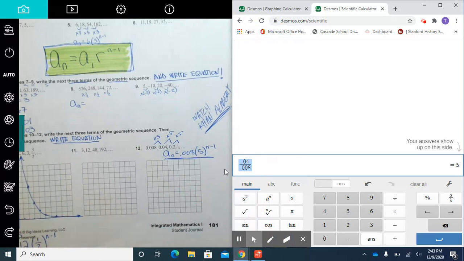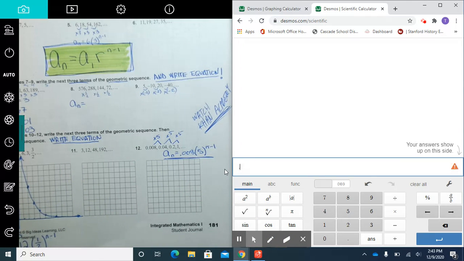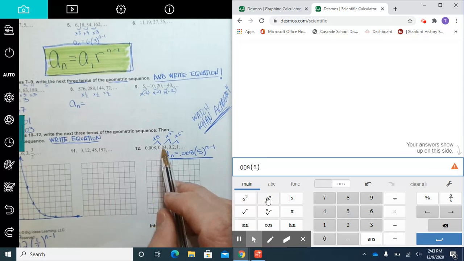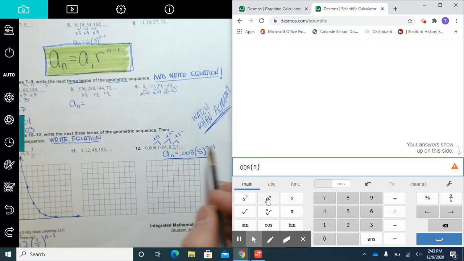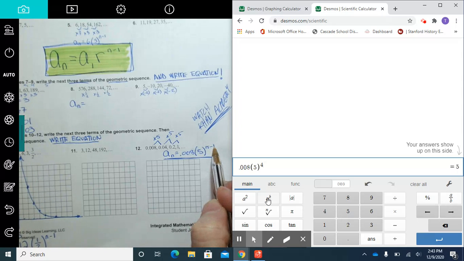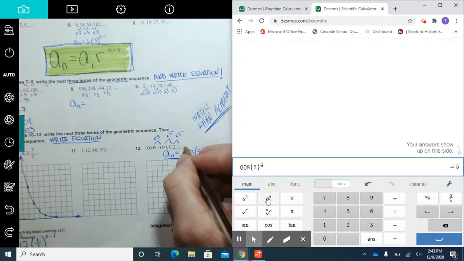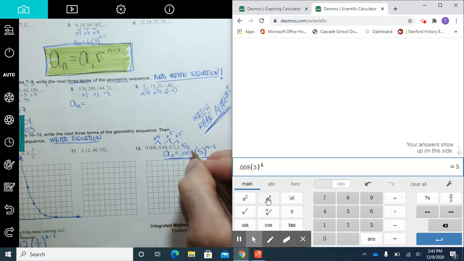So I got 0.008 times 5. And let's do our fifth number: 1, 2, 3, 4, 5. So 5 minus 1 will be 4. So to the fourth power, and I get 5. So our next number is 5.